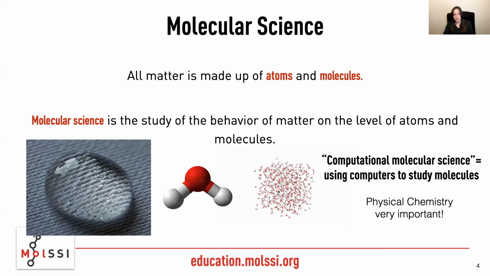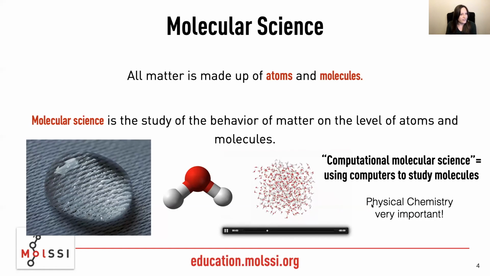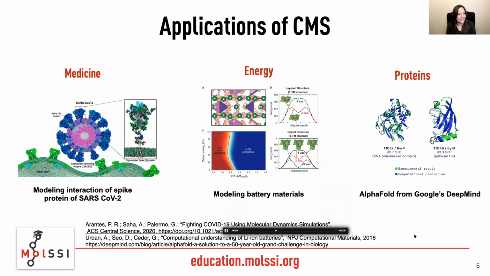If you are in a physical chemistry class, physical chemistry is very important for this. But the thing that molecular science has in common with data science in this aspect is that when we do things like this, we generate a lot of data, and we have to have a way to analyze that data and to draw conclusions from it. So, oh, there goes my movie. It was just on the next one.